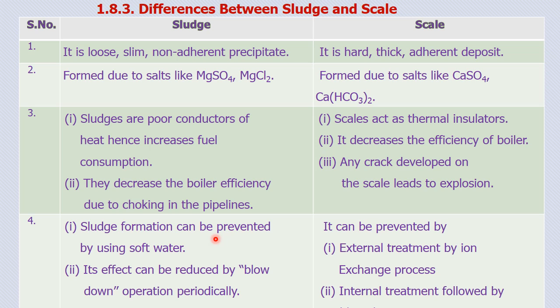Then prevention. How can we prevent sludge formation and scale formation? Sludge formation can be prevented by using soft water or by periodic blowdown operation, and scale can be prevented by external treatment, which we will be seeing in later classes. Ion exchange method, internal treatment, where we introduce salt into the boilers.